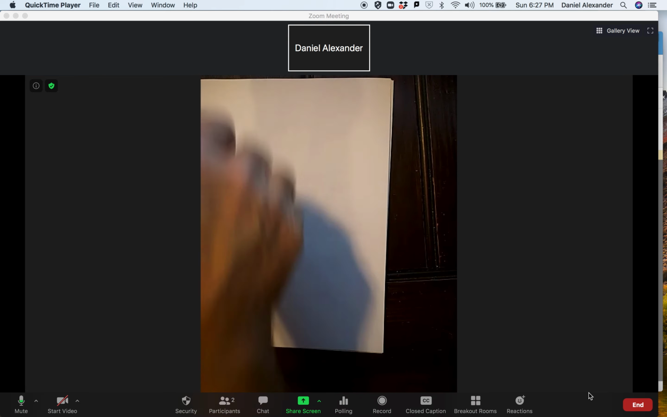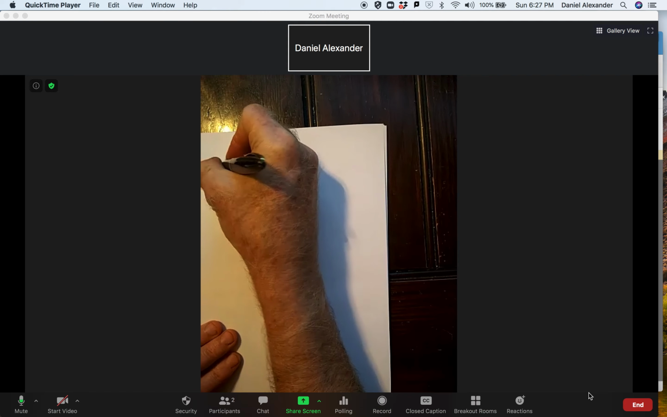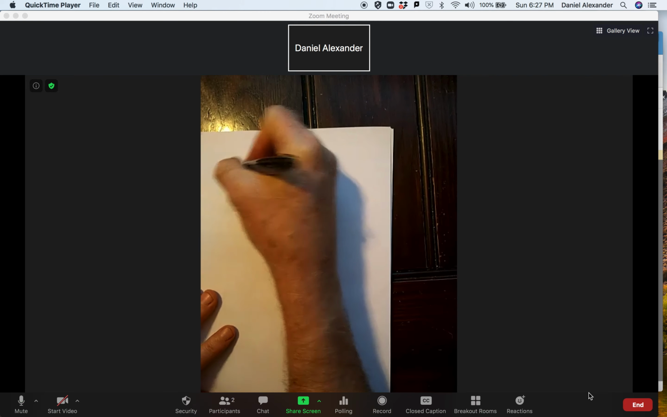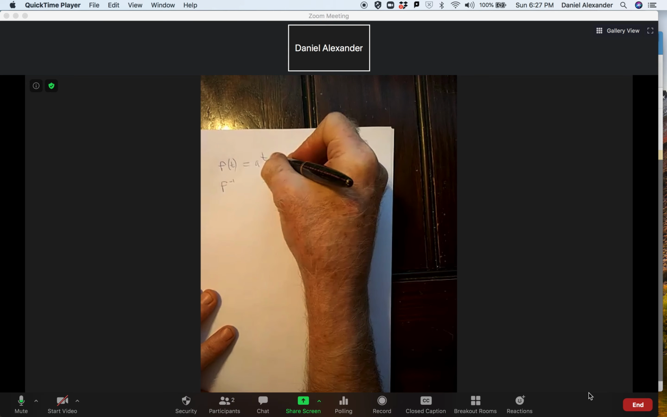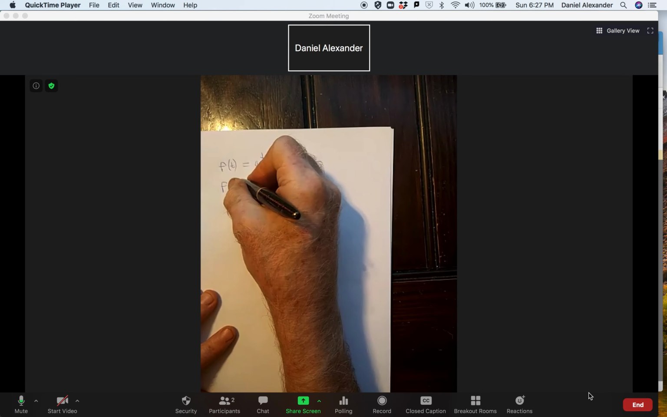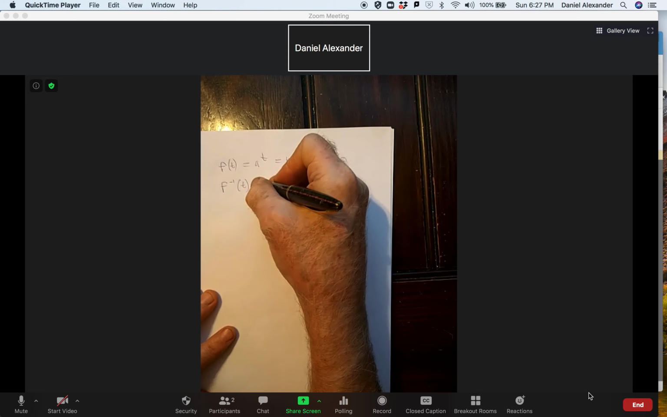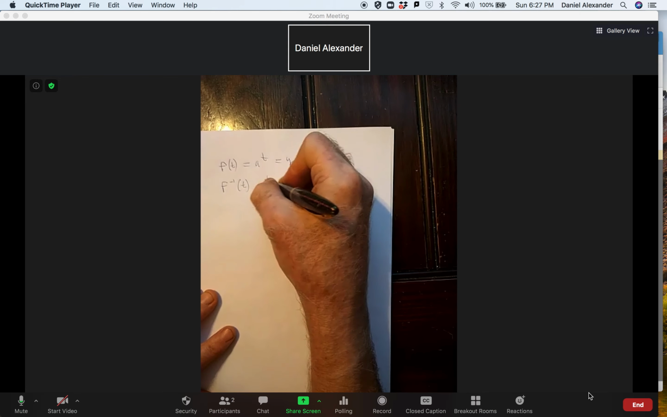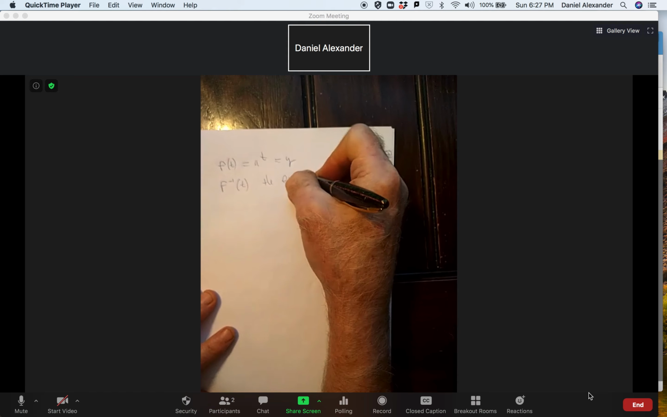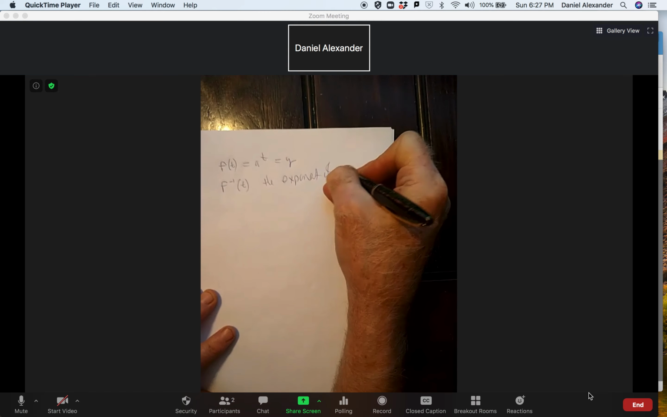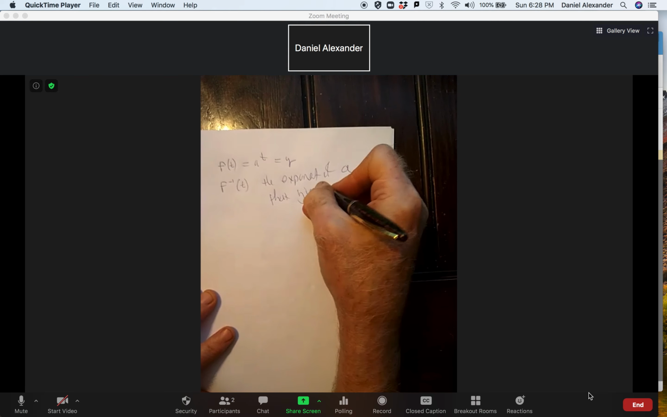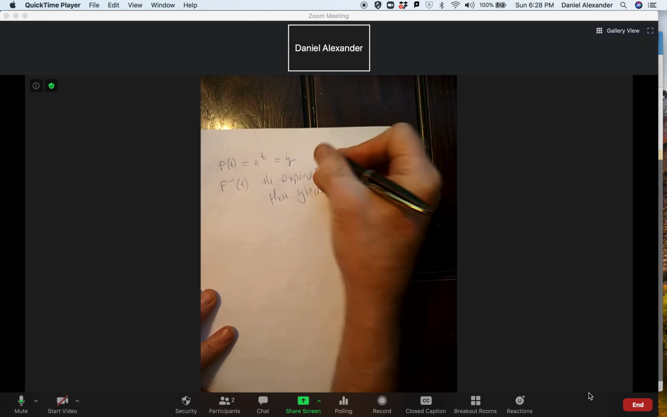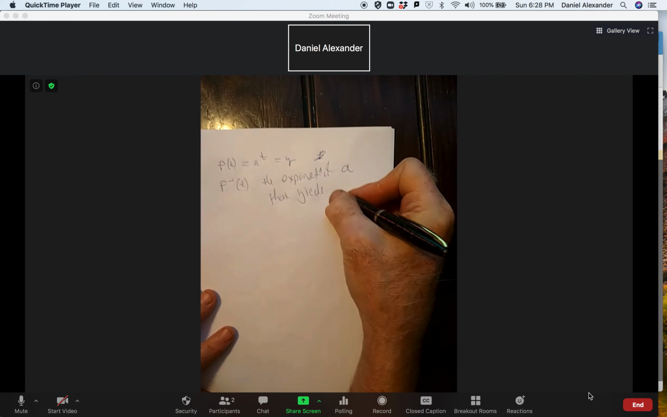So here, let me look at this. I'm going to speak generally. So f of t is a to the t. F inverse, let's say that's equal to some value y. F inverse of t is going to be the exponent of a that yields the exponent t of a, the exponent of a that yields y.